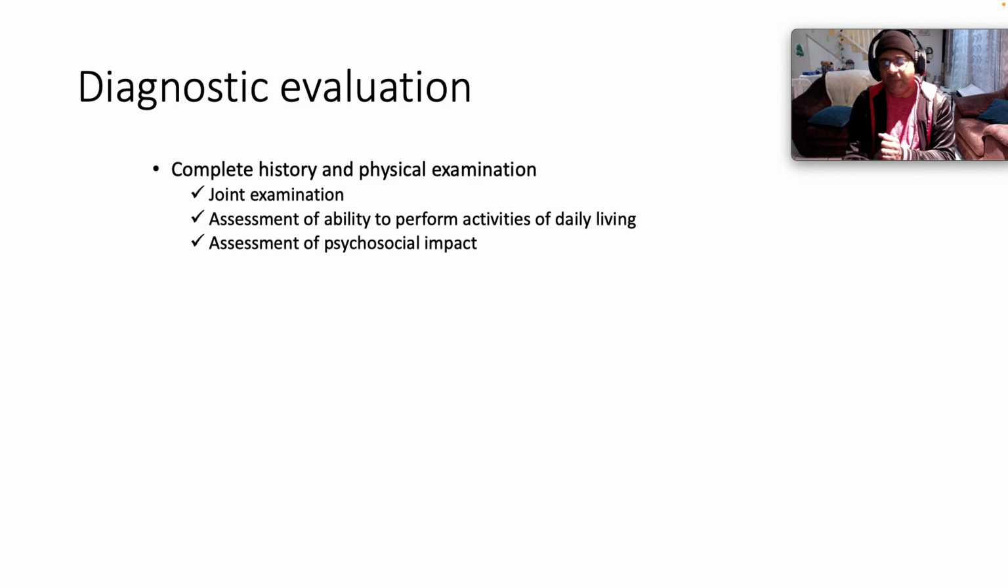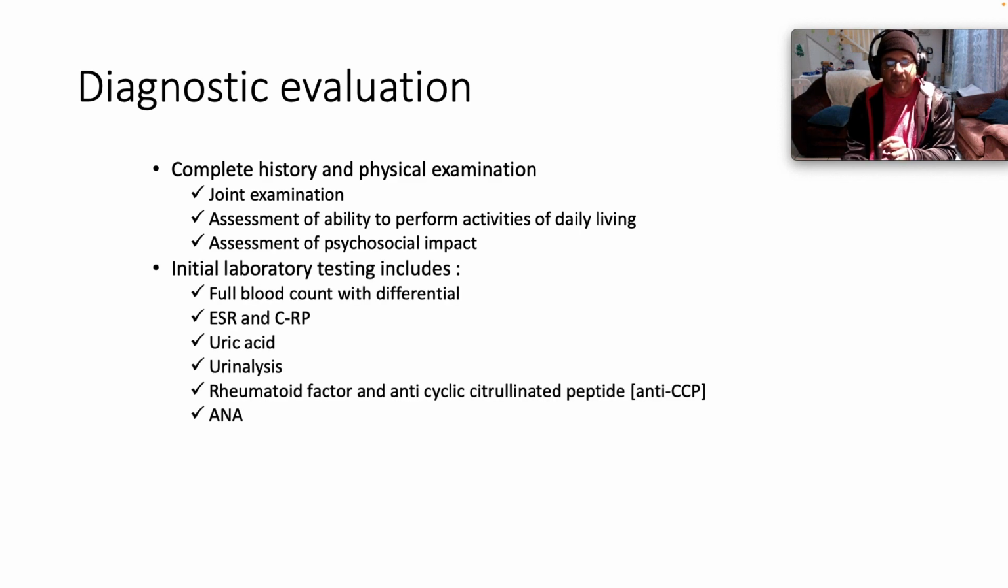Right, so how do you work up a patient in whom you suspect rheumatoid arthritis? With the basic tenets of medicine, as we know, do a thorough history and physical exam. You want to examine those joints and assess the ability of the patient to perform activities of daily living in terms of dressing, eating, ambulating, toileting, and hygiene. Right, those are the basic activities of daily living. So you want to assess their functional score. You also want to assess the psychosocial impact of the disease.